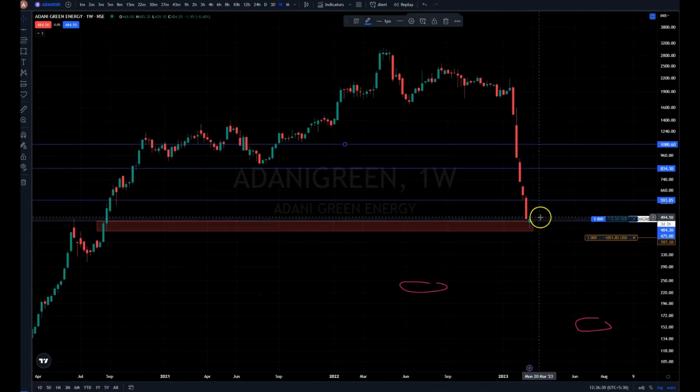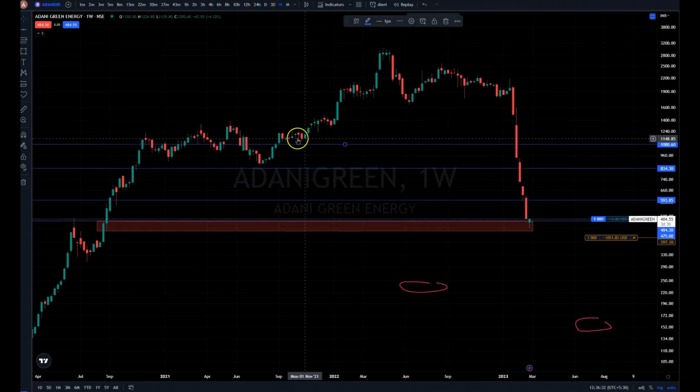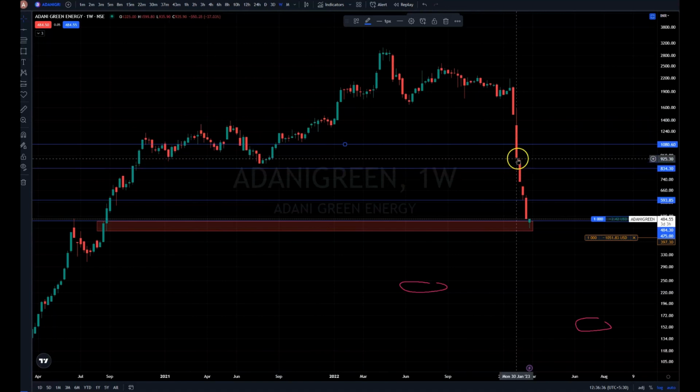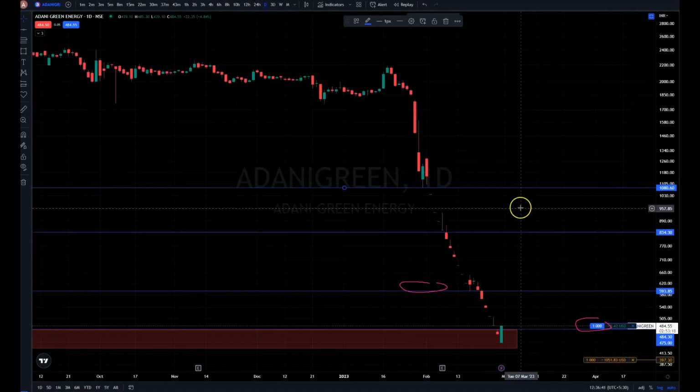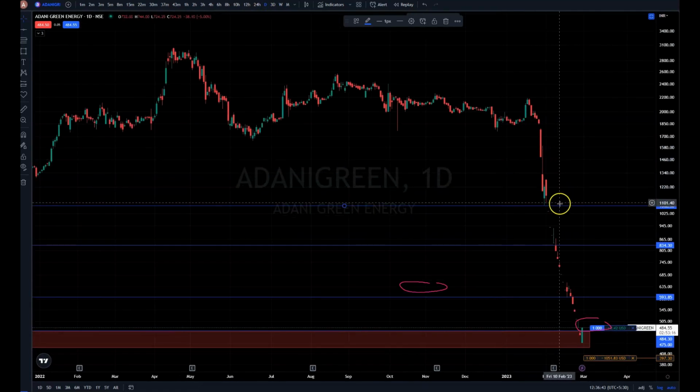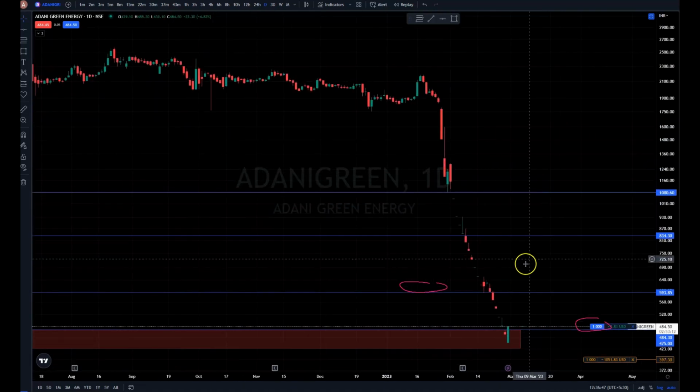But I do think eventually it will make its way into this 1,080 area. The reason is that this was a major break that moved us through this whole range, and we never really stalled much in here. So this represents a little bit of thicker liquidity, but this is something that I think has a high probability.